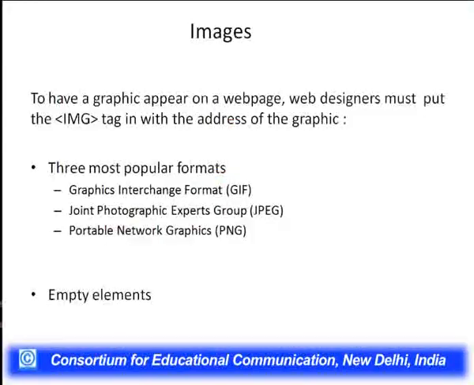We will see that in HTML, the tag which is used for graphics to appear on a web page is the IMG tag. IMG stands for image, and there are three most popular formats which are supported by most browsers across the board. First is the GIF file, or graphics interchange format. The second is the Joint Photographic Experts Group format, commonly known as JPEG files, and the next is the Portable Network Graphics format, or the PNG format.